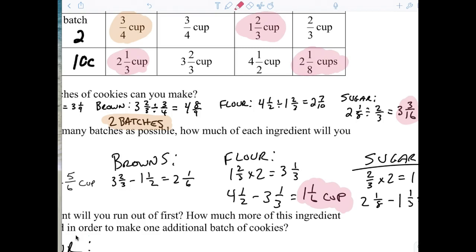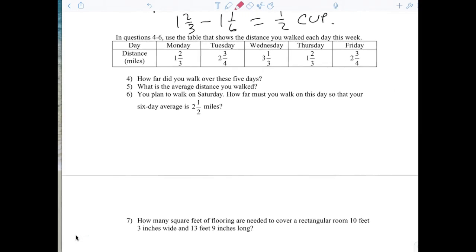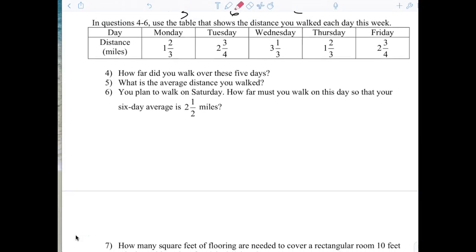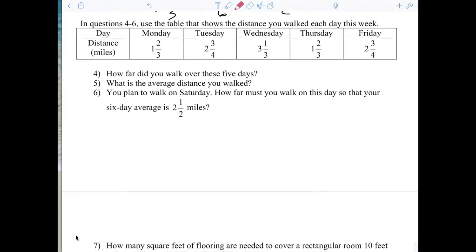All right. Now listen, tonight I need you to look over this. If you're sitting there going, wow, I'm not 100% sure, I need you to think about it. These are tricky questions for a reason. All right. Now we're going on to the next one. In questions 4 through 6, use the table that shows the distance you walked each day this week. So, how far did you walk over these 5 days?